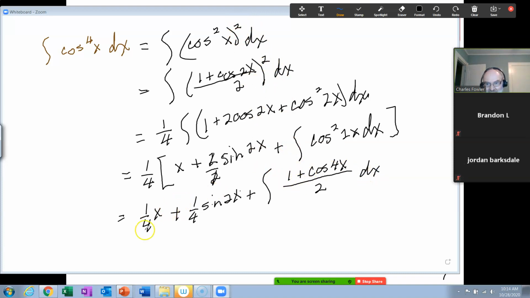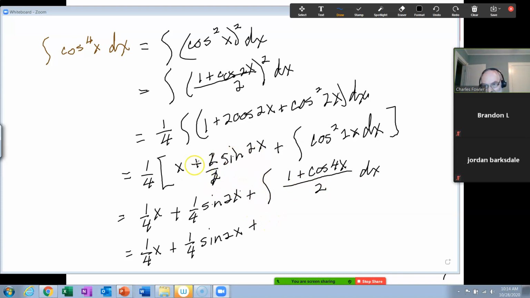Now, this is going to be 1/4 x, or x over 4 if you prefer, plus 1/4 sine 2x, plus, now here we have a 1/2, so the integral of 1/2 dx is just 1/2 x.